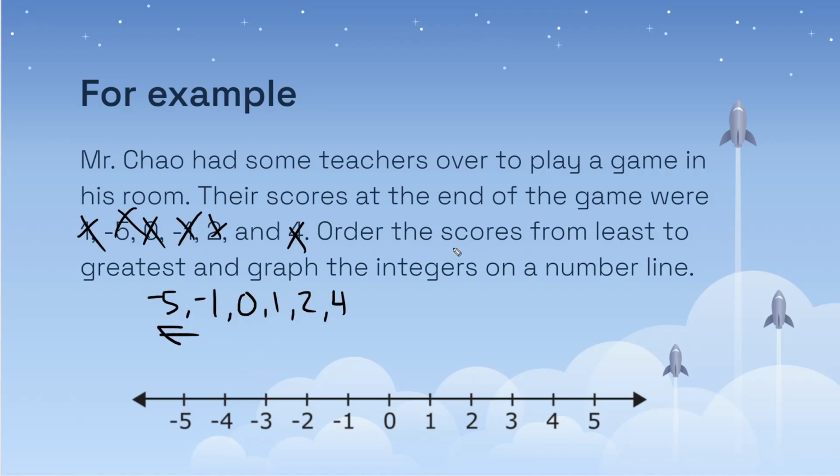I'm so smart. Now I'm going to graph the integers on the number line with coordinates, right? So here's one here. Actually, I'm going to use a different color. Boom. Let's break out this bright yellow. -5, -1, 0, 1, 2, 4. And there you have it.